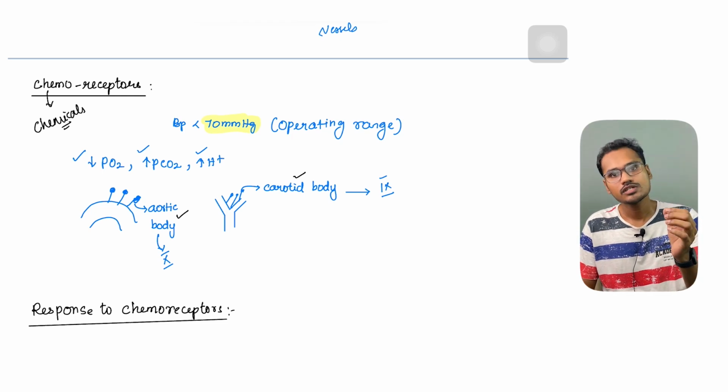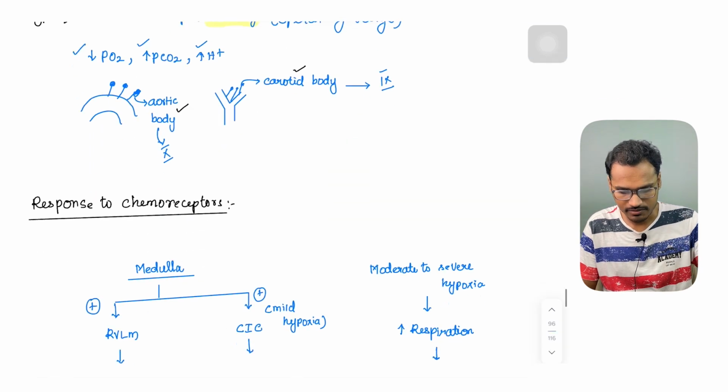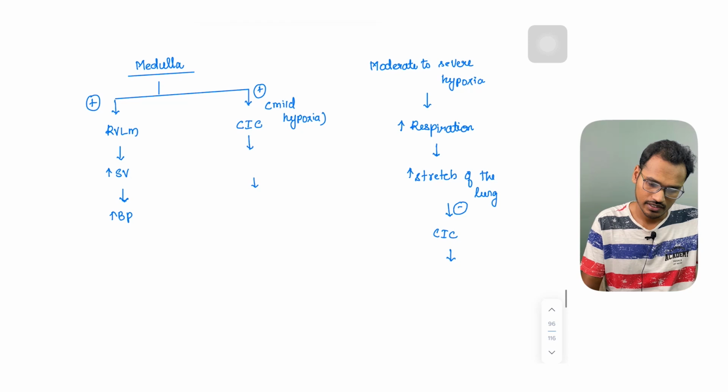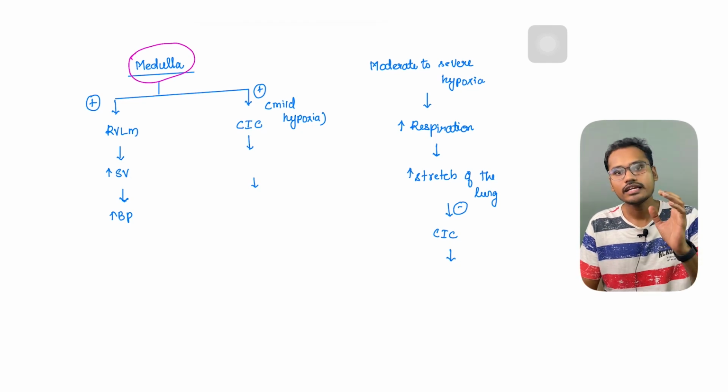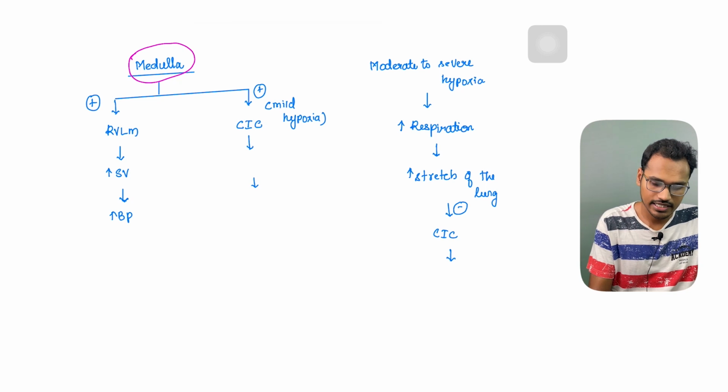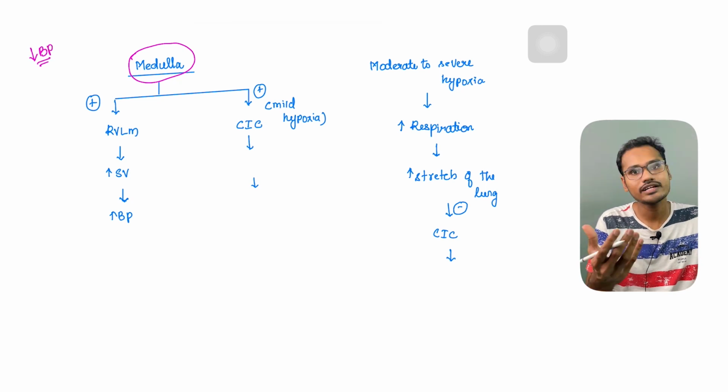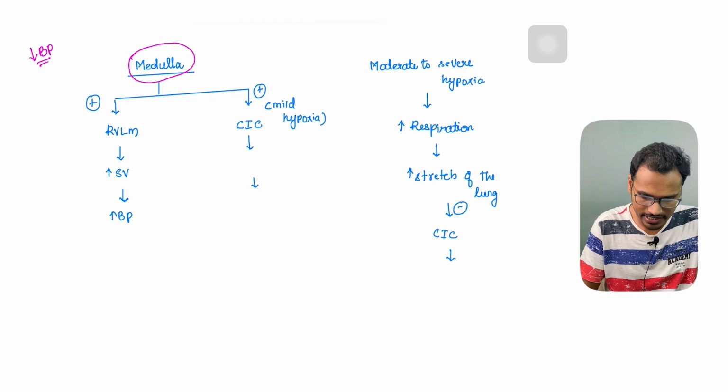So once the chemoreceptor receives the impulses, they carry them to the central nervous system and reach the medulla. Like the baroreceptors, here also they will reach the medulla. And after reaching the medulla, they are going to respond to a decline in BP. So what will be the ultimate effect? The ultimate effect is pretty simple. There will be an increase in BP.